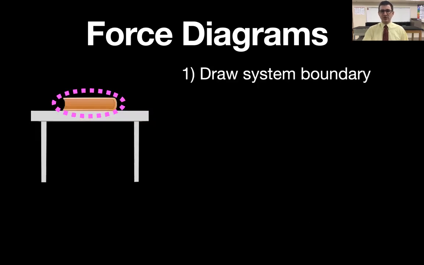The first rule is we want to always draw a system boundary, and that is just a dashed line that clearly demarcates that we are drawing the forces on this book and only on this book. So we're going to draw any external forces and ignore internal forces. That's why it's important that we decide what is inside the system and what is outside the system. You'll notice that, for example, the air is outside the system, the table is outside the system, the earth is outside the system. So those are all going to be giving us external forces.